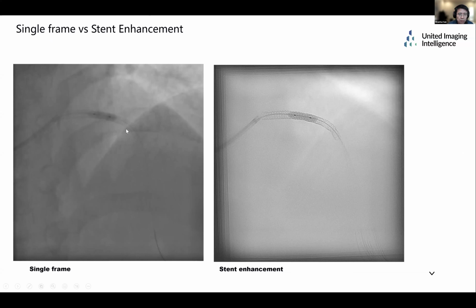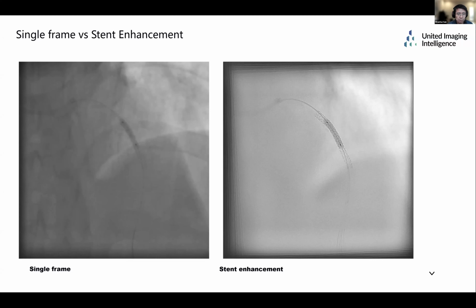We are not able to see a clear stent structure from the single image, but if you look at the stent enhancement, we can see the mesh structure of the stent very clearly. The surgeon and the physician can utilize this visibility to make their clinical decisions.